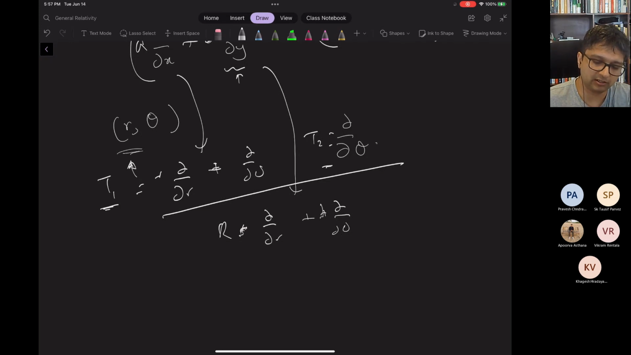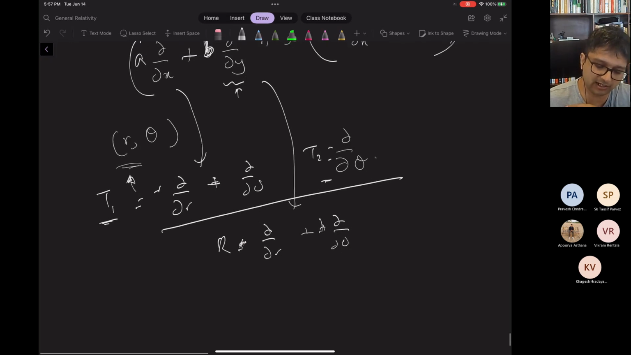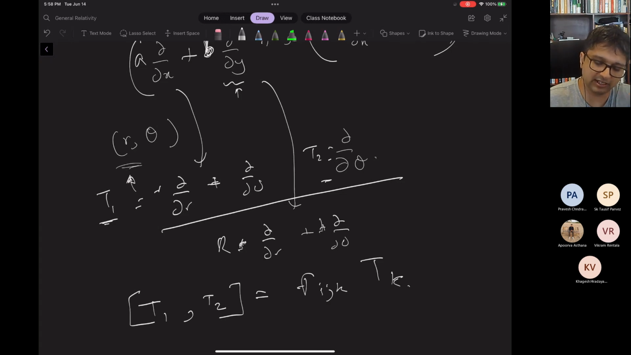But that's okay. Ultimately, the way to check is that at the end, there should be some basis in which this Lie algebra is satisfied. You should be able to find a linearly independent basis in which this Lie algebra is satisfied. That is the test that two spaces have the same Killing vector fields. And the answer is that this does not depend on your coordinate system. Okay, sir.